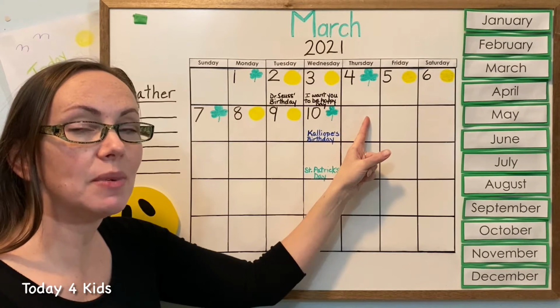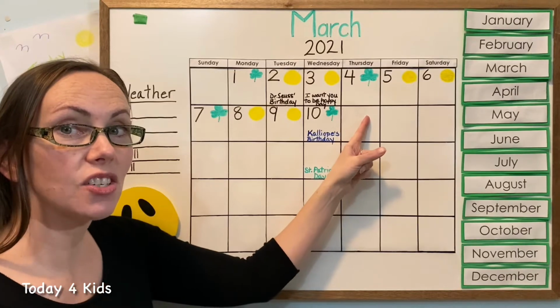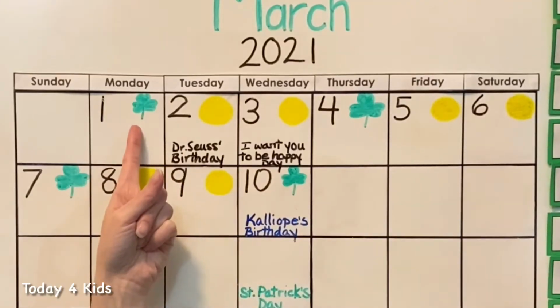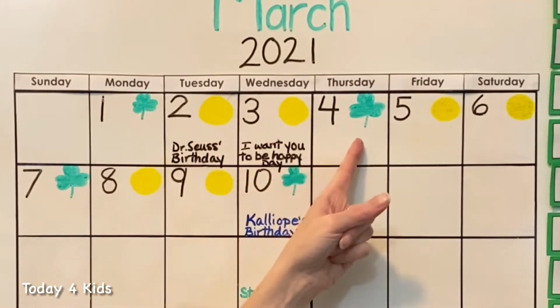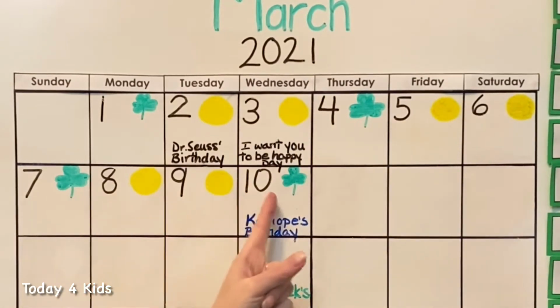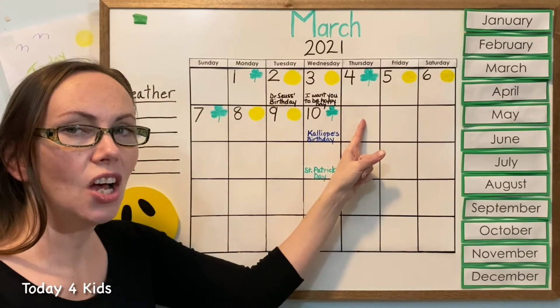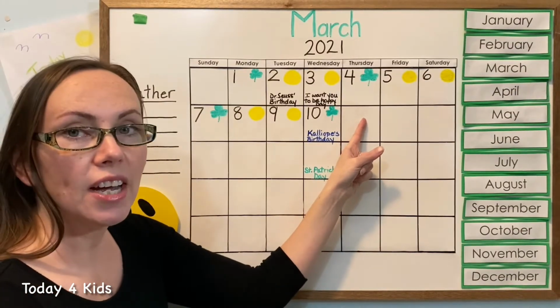Let's go back to the beginning of our pattern and say all of our shapes together and see if we're correct. Are you ready? Green shamrock, yellow circle, green shamrock, yellow circle, green shamrock, yellow circle, green shamrock, yellow circle. Did you guess yellow circle? Good job. Let's draw it in our calendar.